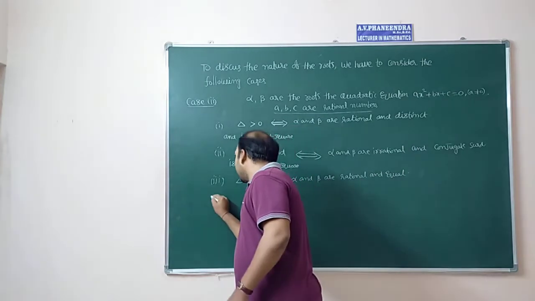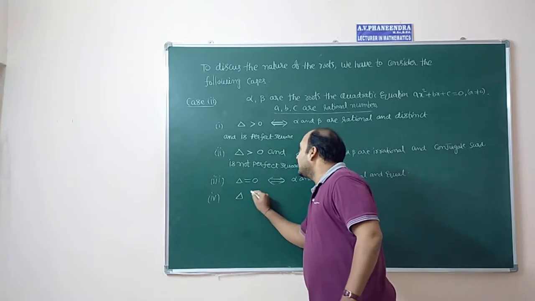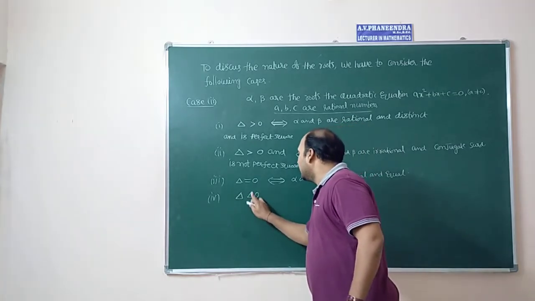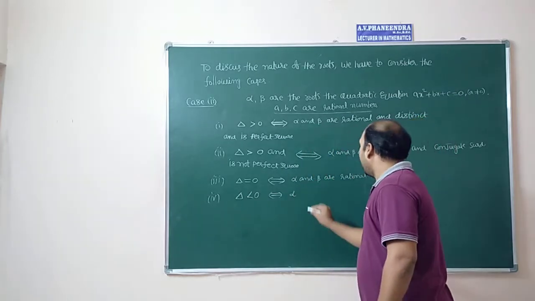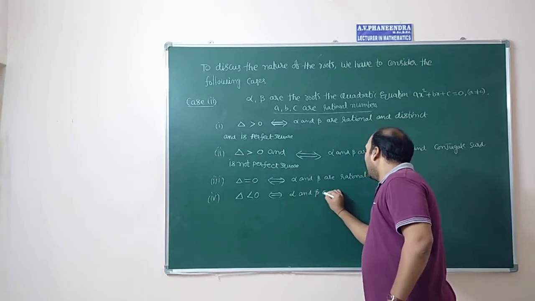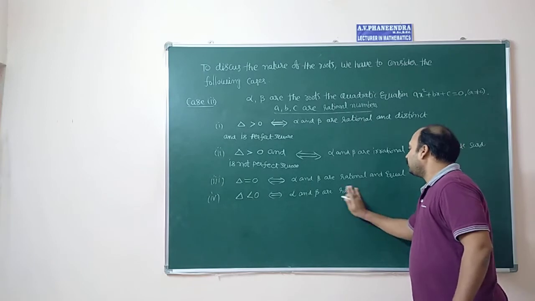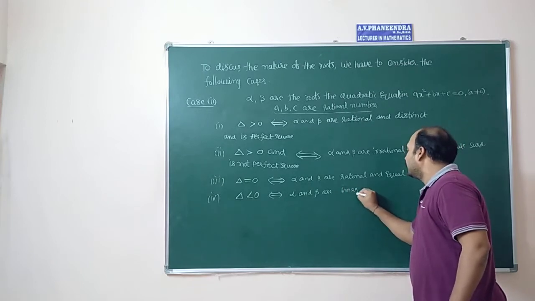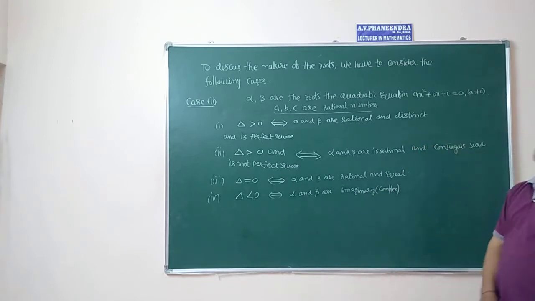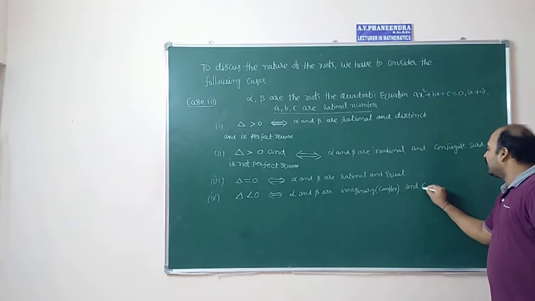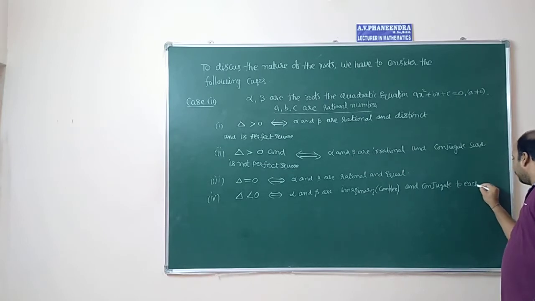The last case: delta is less than 0 now. Delta is less than 0 if and only if alpha and beta are complex numbers, that means imaginary or complex numbers, and conjugate to each other.